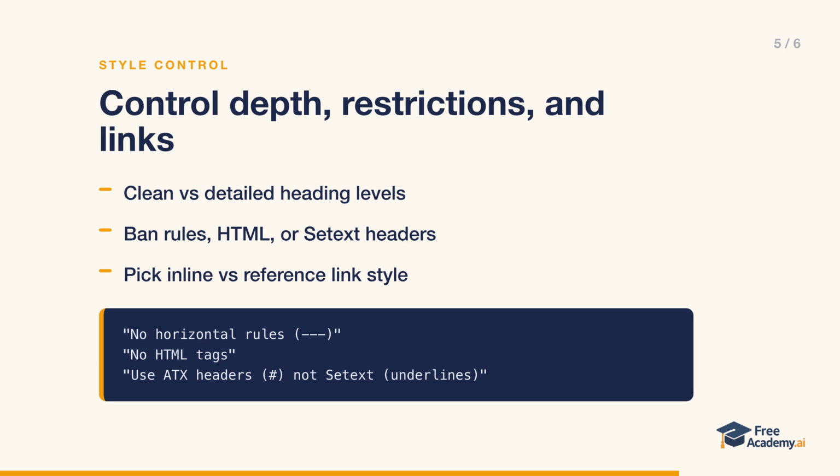You can set restrictions too, like no horizontal rules, no HTML tags, or use ATX headers with hash marks rather than the underlined style. And you can dictate how links appear: inline links with text and URL together, reference links collected at the bottom, or a rule that URLs are always hyperlinked and never pasted raw in the body. These small instructions keep output consistent across a whole document or project.